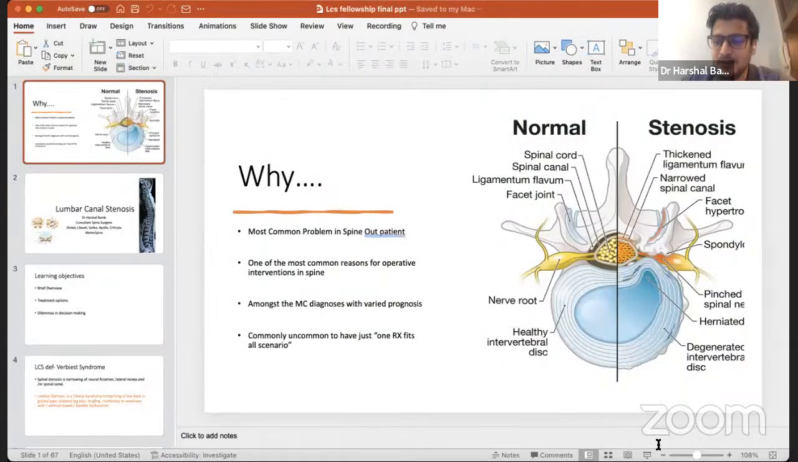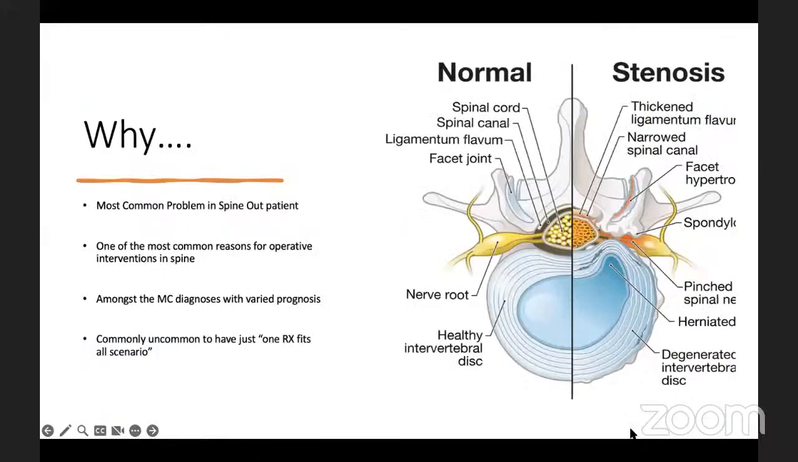So I guess my screen is visible to you guys? Yeah, go ahead. Perfect.